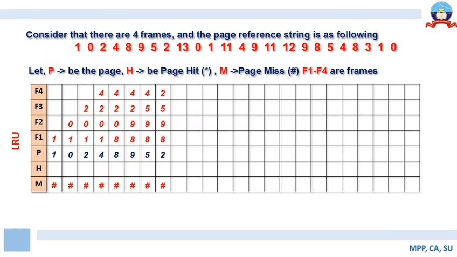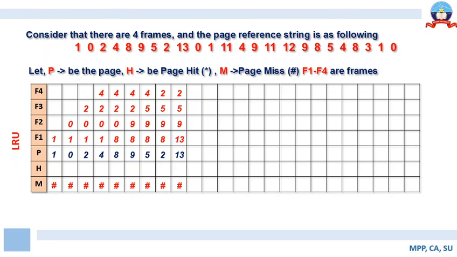Now after that I have a page request for page number 13. Since page number 13 is not there in the memory, I need to perform replacement. So out of 2, 5, 9 and 8, we see that 8 has the farthest reference, so 8 will now be replaced by 13.